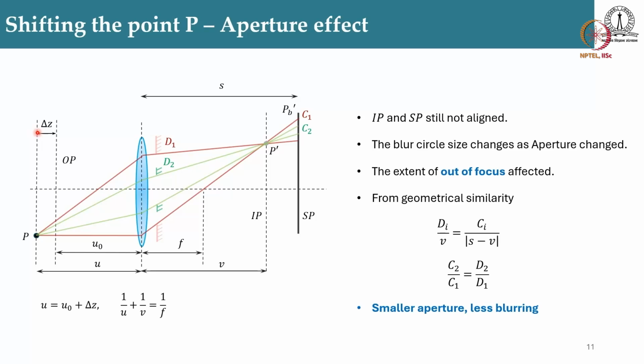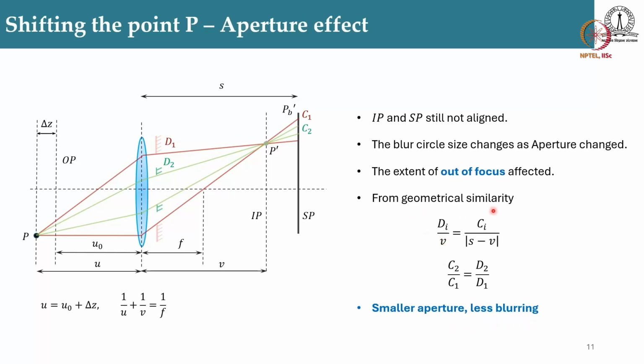This is very crucial information. If you have ever used a DSLR, you know that you can adjust the aperture to change the depth of field. So depth of field is something which is related to this, which I will come to later. But here clearly aperture affects the amount of blurring, and smaller aperture means less blurring.